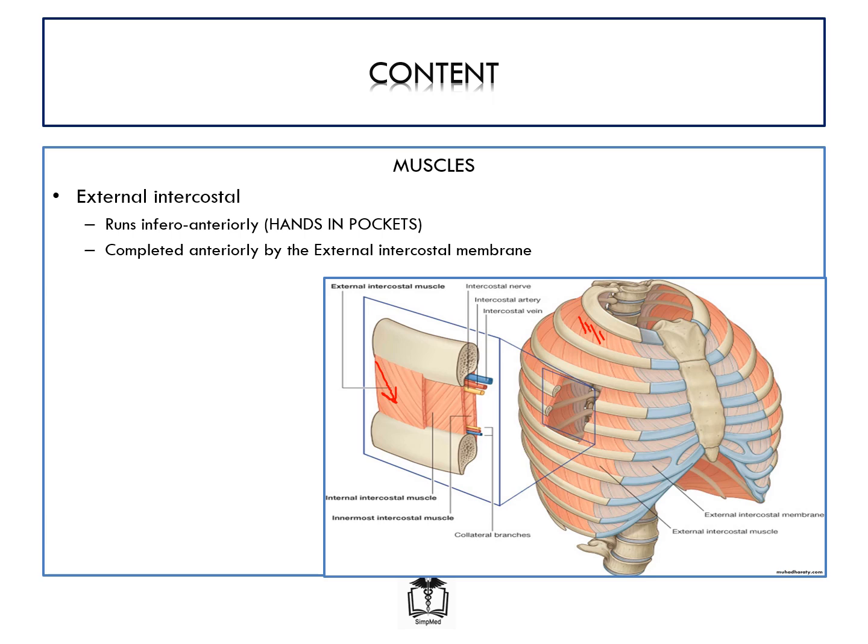And as a result, we tend to use the popular mnemonic hands in pockets to remember how the external intercostal muscles tend to run. Imagine you're putting your hand in your pocket, your hand will be going forward and going downwards and towards the anterior aspect of your body.